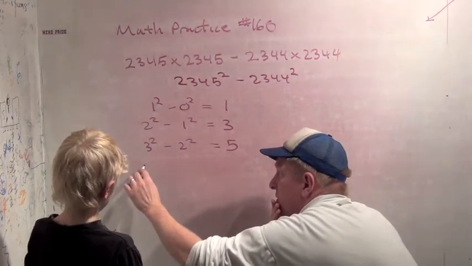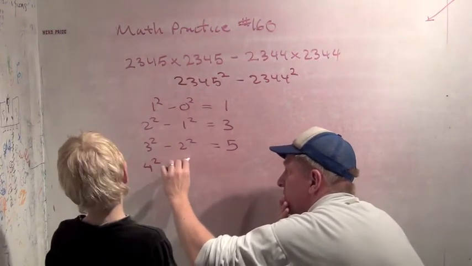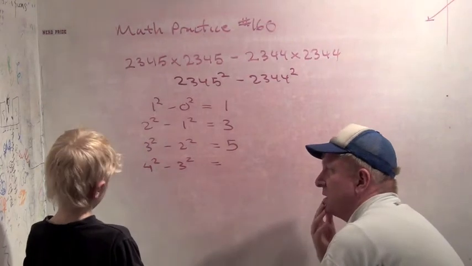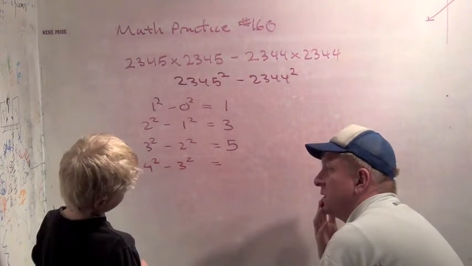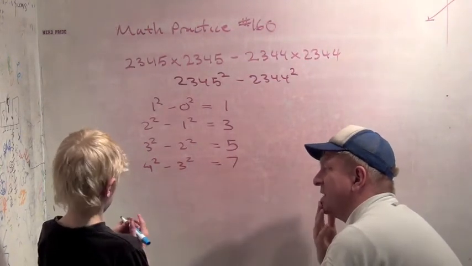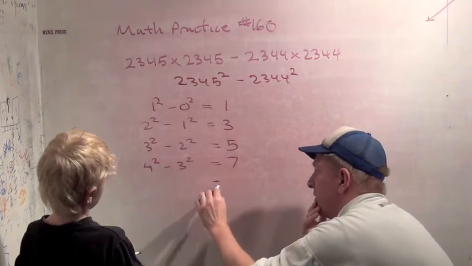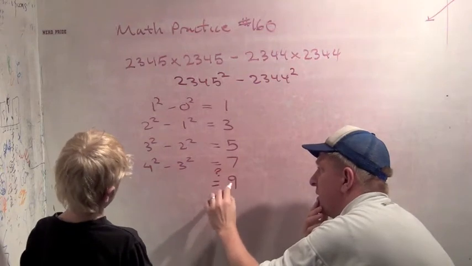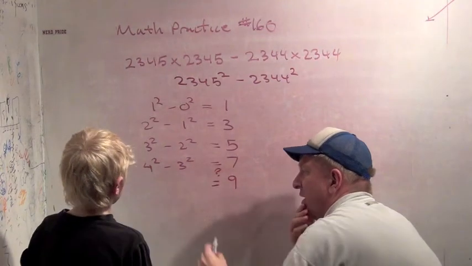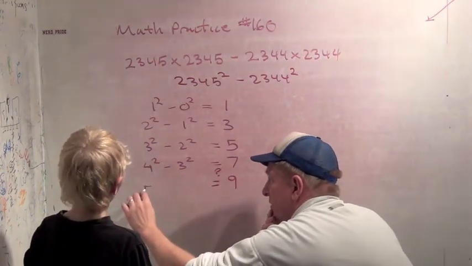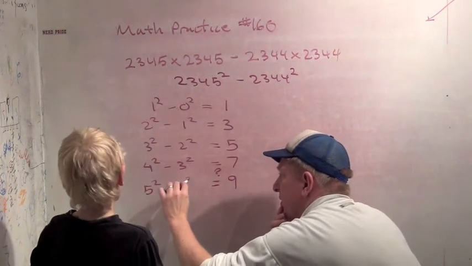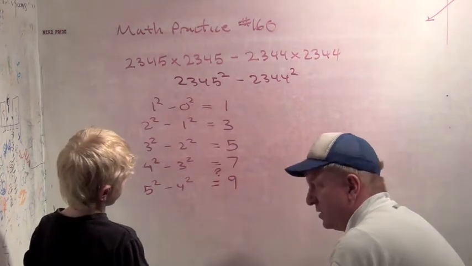How about 4 squared minus 3 squared? 16 minus 9, 7. Okay. Oh, cool. That's interesting. So what would you guess our next one was going to be? 9. Okay, so let's see, does this equal 9? What's our next subtraction here? 5 squared minus 4 squared. Okay, let's see. 25 minus 16.